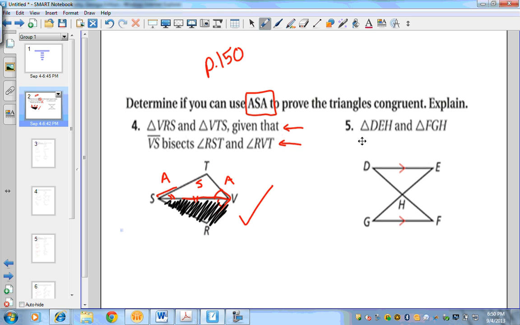All right, for question number 5. It says DEH and FGH. We're still dealing with angle, side, angle, but we're not given near as much information. What we do know is that DE and FG, these two segments are parallel to one another. We don't know how long they are, we just know that they're parallel. Okay, so that's all we know with these sides here. But if you notice, vertical angles exist here, and this angle and this angle are exactly the same. They're congruent. So do we have enough information to prove that both these two triangles are the same? And the answer is no. No, we don't. So let's move on to our next problem here.